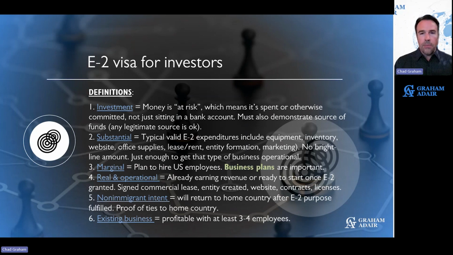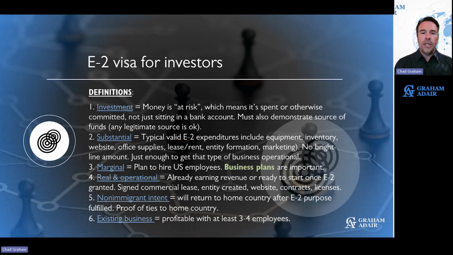One of the questions that always comes up is, how much do I need to invest? That would be such an obvious thing for the government to tell us, that it needs to be this amount. But unfortunately, this is one of those areas, and there are many of them within immigration, where we'd love to have a bright line rule, and we don't have one.